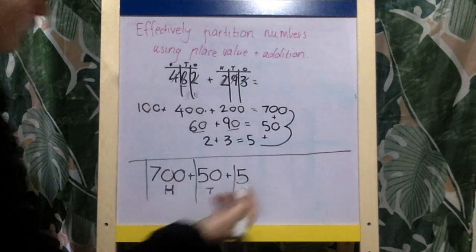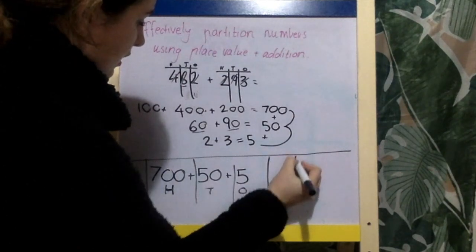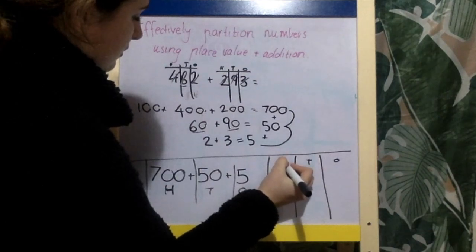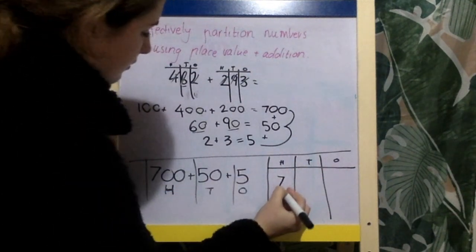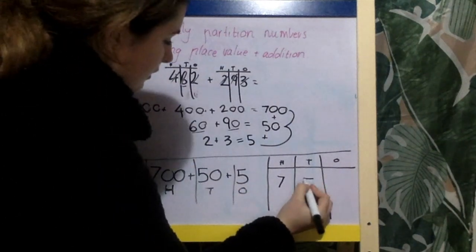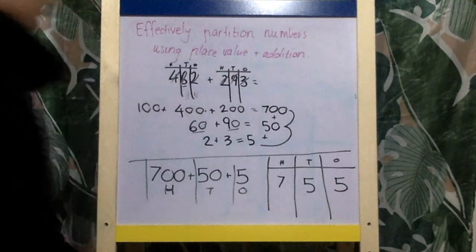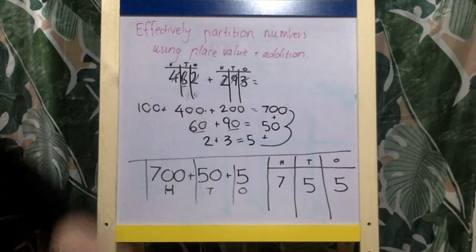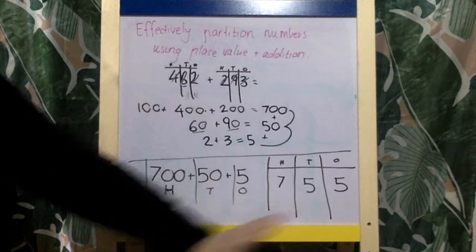So what I'm going to do is have 700. I'm going to draw a little table over here. 755. And there's my answer. So I've taken this from this to this to this.